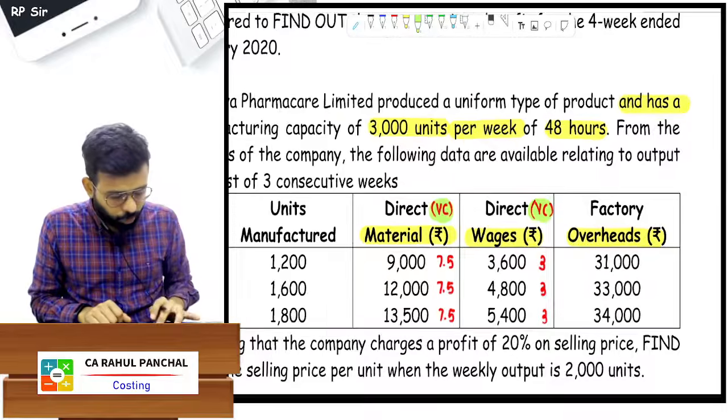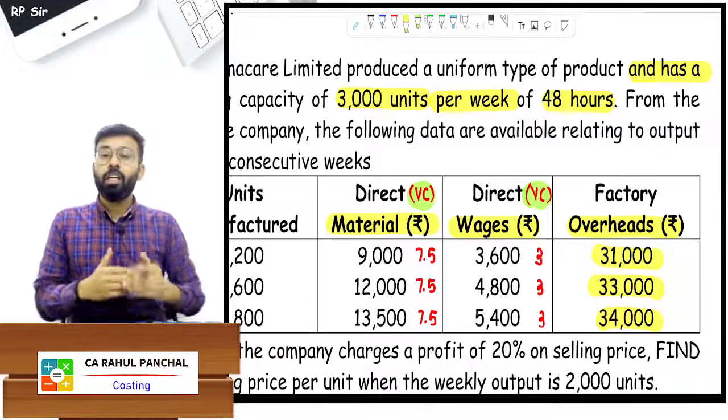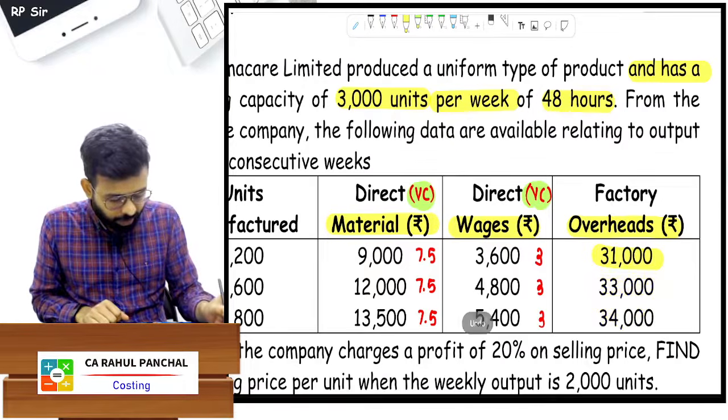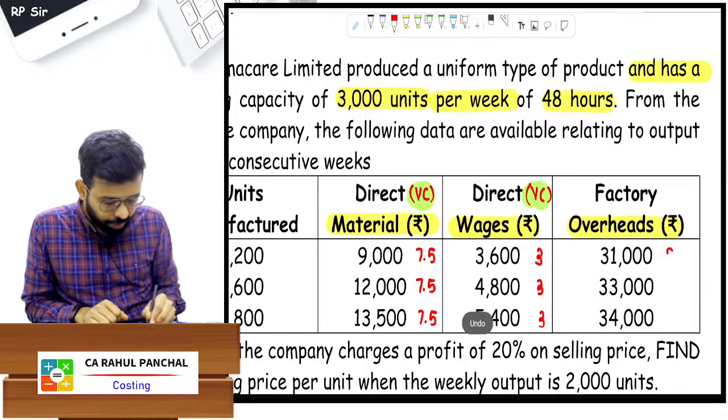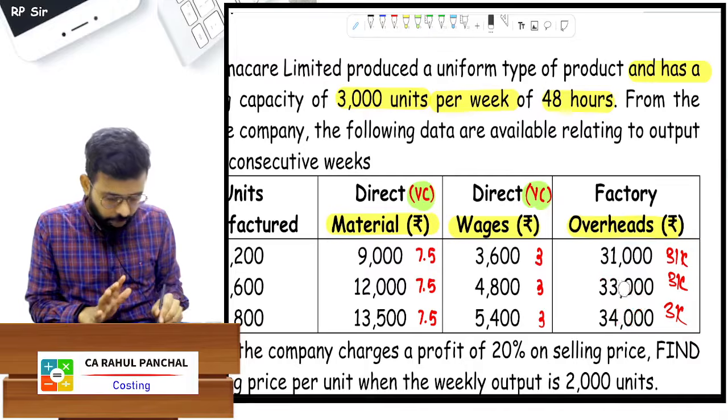First of all, you just need to check whether it is fixed cost or not. Is it constant in total? No sir, it is changing. If something like this were written, then your job would be very easy. Here also 31,000, here also 31,000, here also 31,000, then the job was very easy. But no, it is not fixed cost.